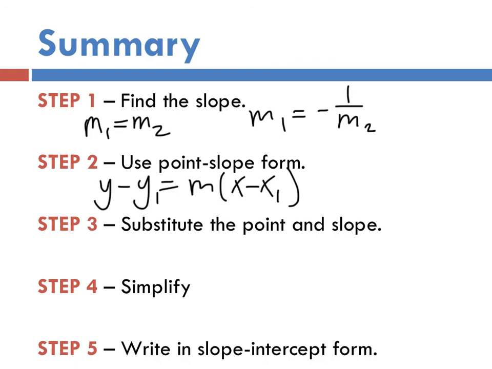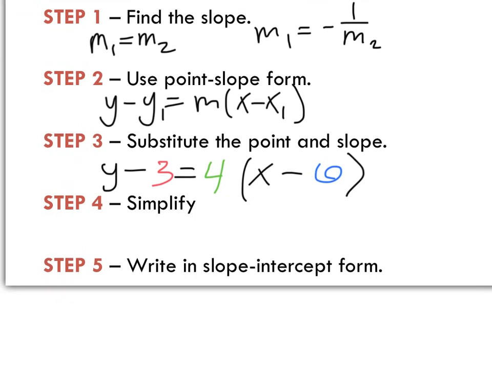Substitute the point and the slope, which is pretty much just when we did something like y minus 3 equals 4 times x minus 6, whatever your point is. You get the point. Substitute. Step 4, simplify. That was what we spent most of the time on, making it easier. And then step 5, writing it in slope-intercept form, y equals mx plus b.